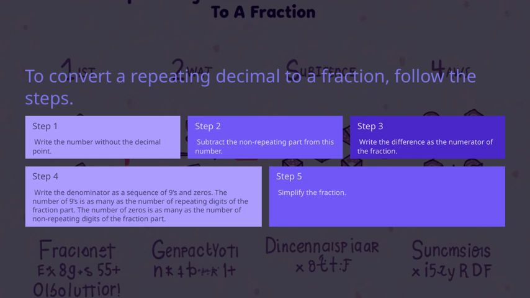In step 4, we focus on the denominator. Here, we write a number consisting of 9s and 0s. The number of 9s matches the number of repeating digits in the decimal, and the 0s match the number of non-repeating digits. This step is key because it captures the repeating pattern mathematically. Finally, in step 5, we simplify the fraction if possible. Simplifying helps us get the fraction into its most reduced form, making it easier to understand and use. Overall, these steps tie back to the presentation's theme of understanding how decimal patterns translate into fractions, giving us a clear, methodical way to convert repeating decimals into exact fractions.